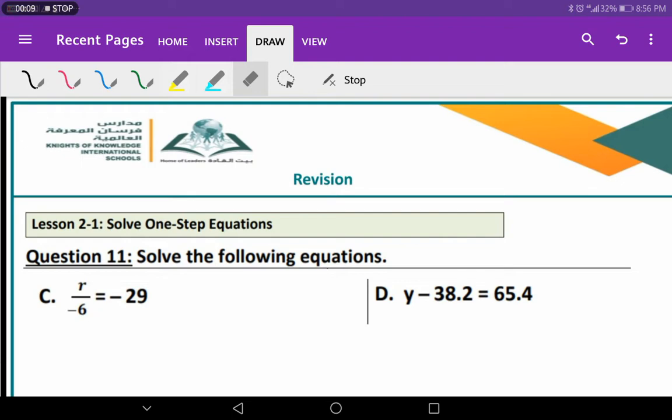And let us start. I will start with this question, my dear student. Solve the following equation. Solve equation means to make the variable alone and happy. So in this equation, y negative 38.2, this is the left side, equal 65.4, this is the right side.